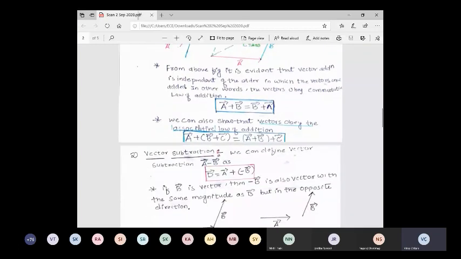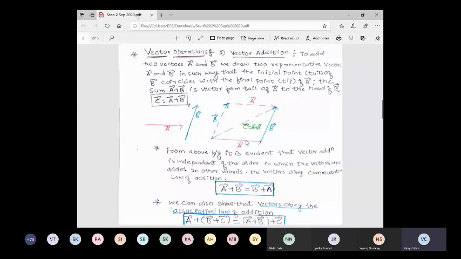It can also be shown that vectors obey the associative law of addition. If you have three vectors, you can add them in any order. First you can add B plus C and then add A, or first you can add A plus B and then add C. Is this point clear?